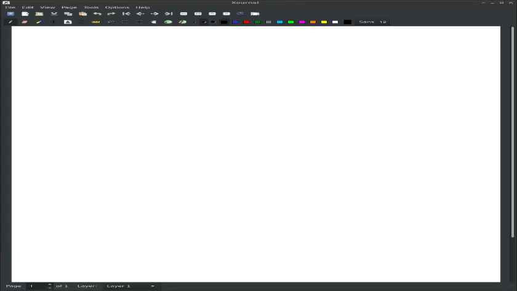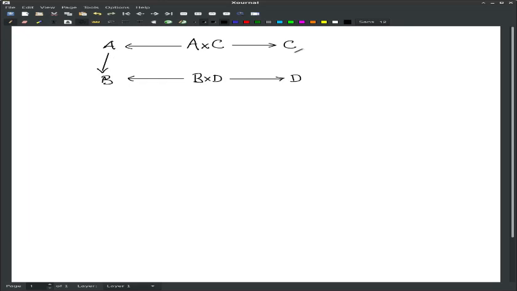Okay, now let's see. So this is the original diagram. I'm redrawing it. And the diagram says, well, these are the projection maps, the product projection maps.